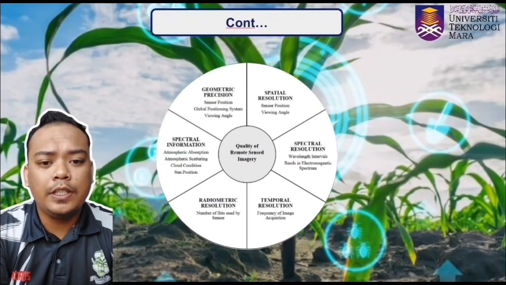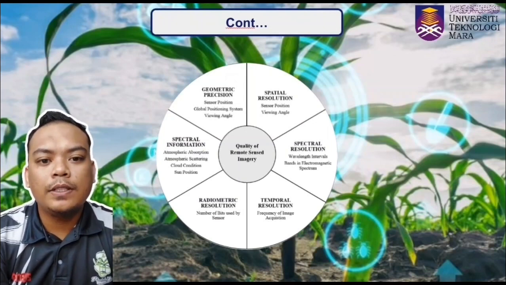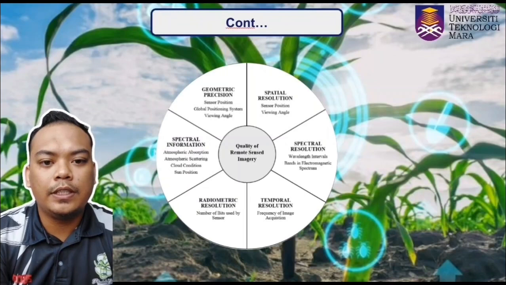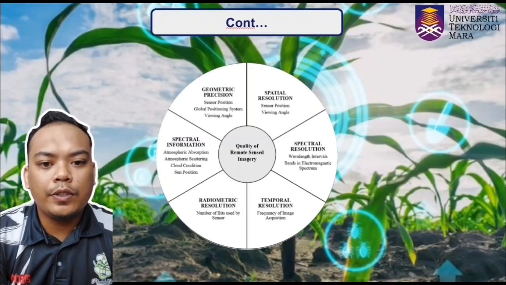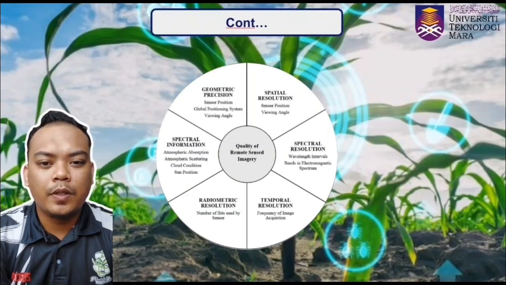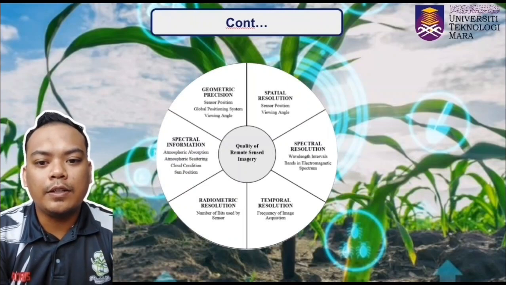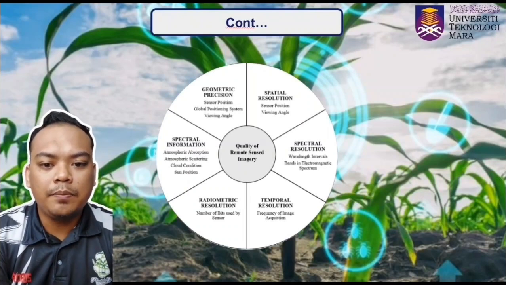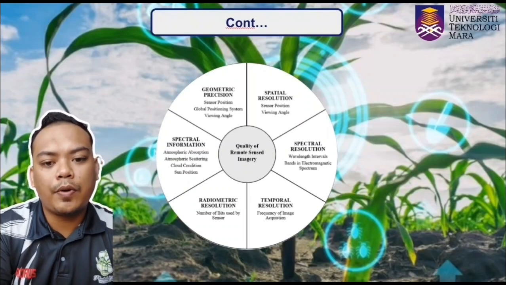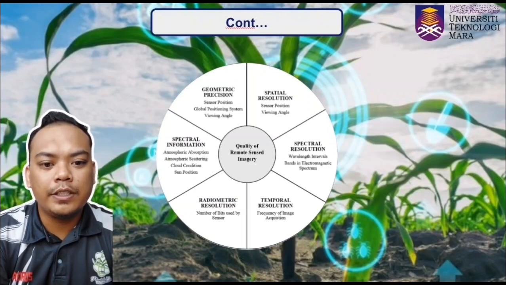So you can see the picture discusses the quality of remote sensing imagery. First is geometric precision, which is sensor position, global positioning system, and view angle. Second is spatial resolution, sensor position and viewing angle. And third is spectral resolution, which observes the wavelength interval bands in the electromagnetic spectrum. And next is temporal resolution, which is a combination of frequency of image acquisitions.